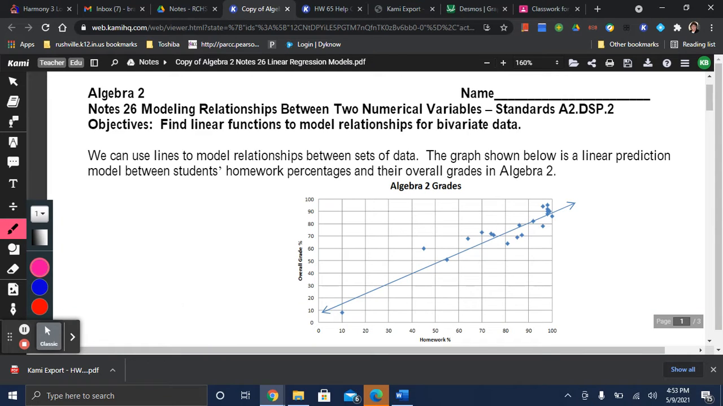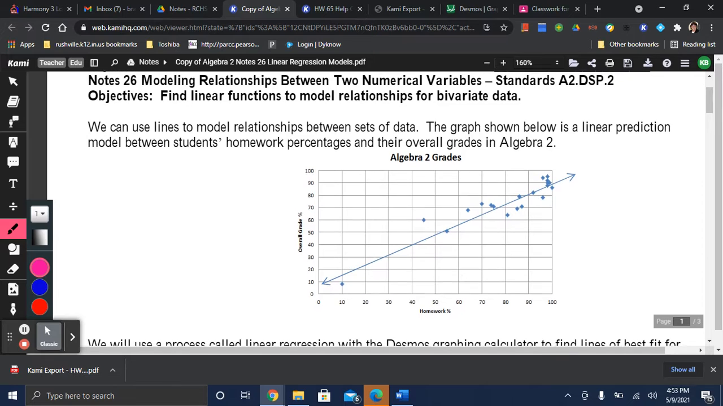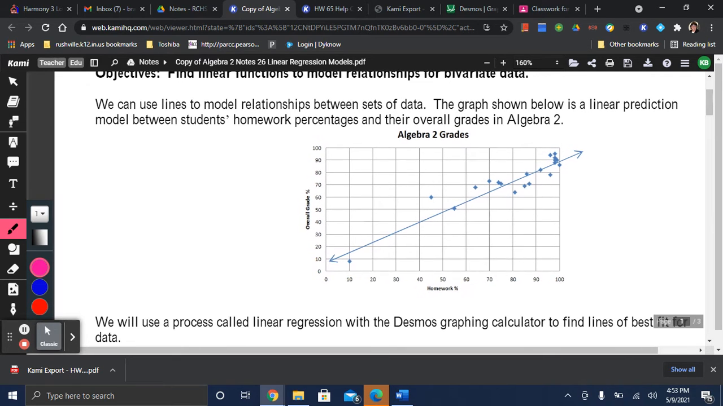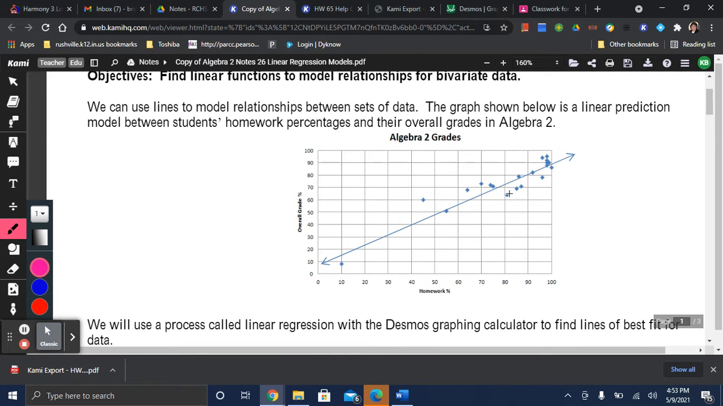Hello, students. Today we're working on modeling with two variables, and we're going to focus on data that will be modeled by a line. And so we're going to do a process called linear regression on this. And you'll see that I've given you an example of what one would look like, where data is plotted, and those are the squares or the dots that you see.